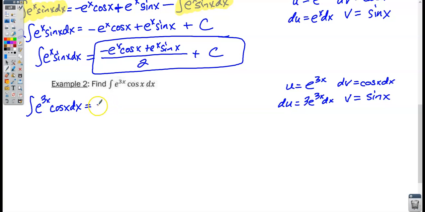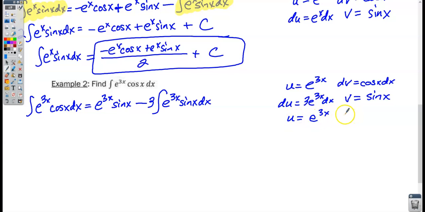And so this is equal to e to the 3x sine of x minus the integral of v du. I'm going to bring the 3 out in front. And that gets me to there. All right, and now I have another integral that I need to use parts to integrate. So u equals e to the 3x, dv equals sine of x dx, and so du is 3e to the 3x dx, and v is equal to the opposite of the cosine of x.